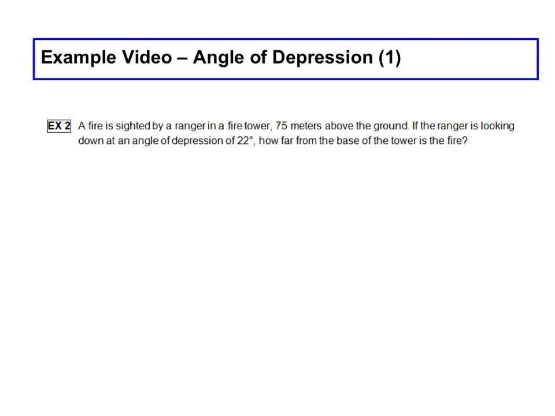All right, in this example, we have a fire sighted by a ranger in a fire tower. So let's think about what that's going to look like. We've got this fire tower. You've got this ranger up here. He sights a fire, so there's a fire somewhere else. It's going to be over here on the ground somewhere. Let's say this is your fire. Maybe I should have made that red.